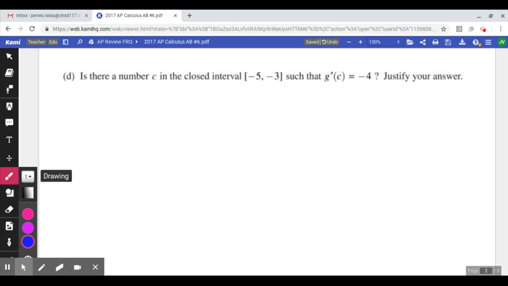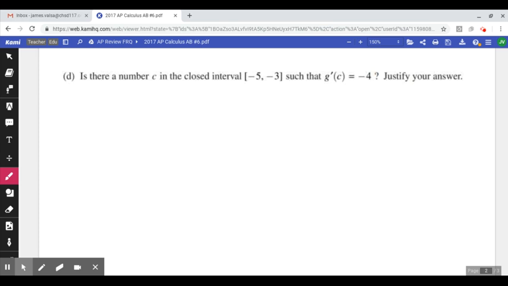So in part D, we'll try a different color for you. All right, is there a number c on the closed interval negative 5 to negative 3, such that g prime at c is negative 4? Okay, so here we're looking for the derivative of g to be negative 4, and it's over an interval. And we're wondering, is there some x value that actually makes that happen? So for this one, we're going to need to use the mean value theorem.